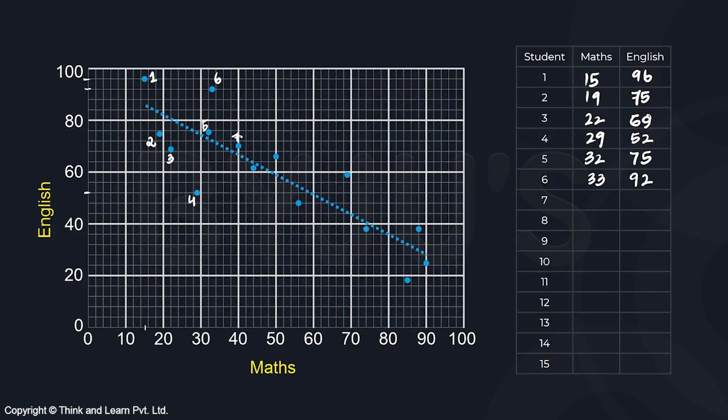Let's say this is the seventh student. He gets 40 in maths. And he gets the exact value between 60 and 80. That will result in 70.